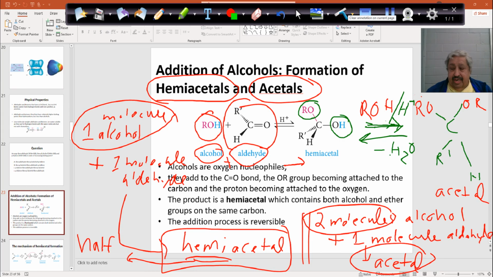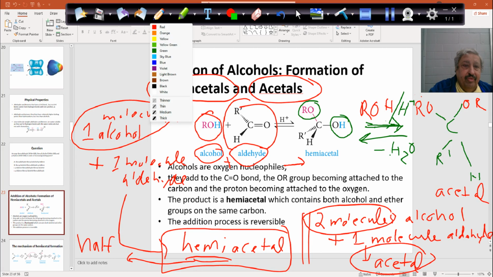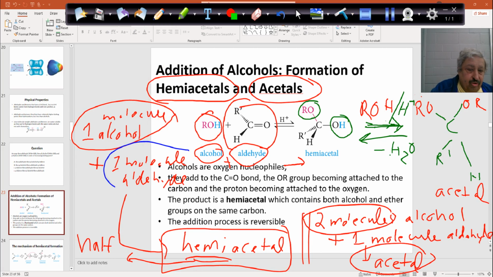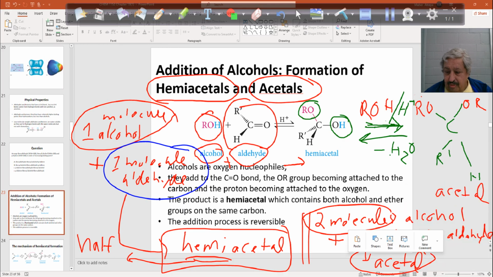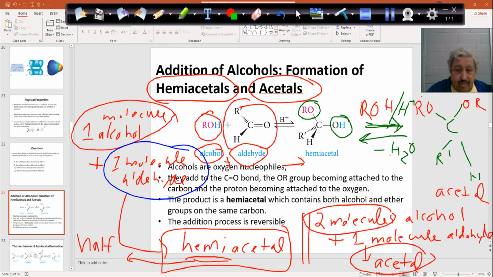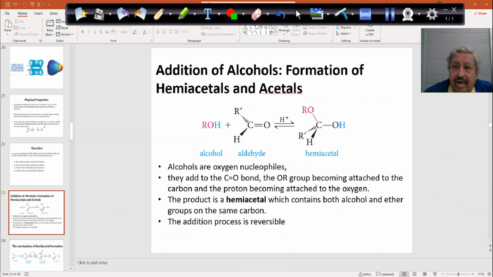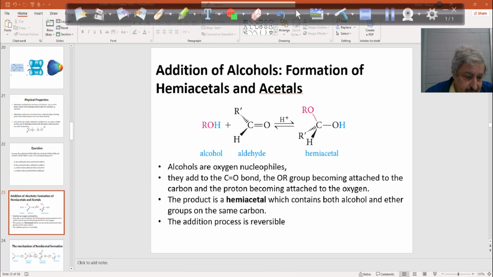So in each case you have one mole of this. This is always one molecule of aldehyde. The only thing is the amount of alcohol you add. If you add two molecules of this in excess, then you have this acetal. Now, as I said, I'm not asking you about how to do the mechanism.